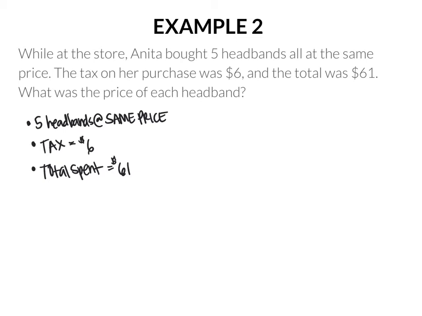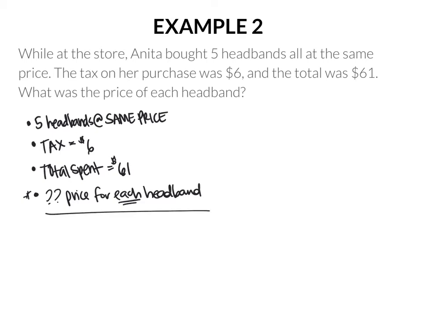So Anita bought 5 headbands at the same price. The tax was $6. The total spent was $61. And then the most important thing for us to write down, we're looking for the price for each headband. That's going to be our variable.